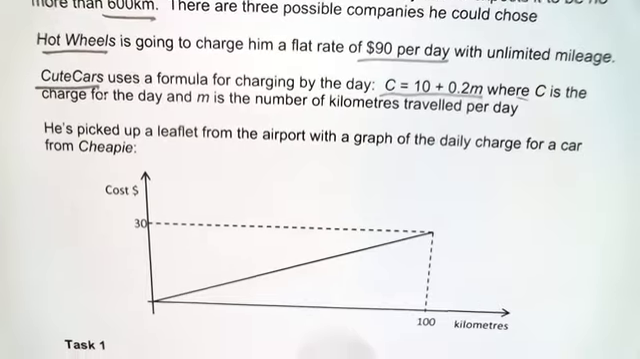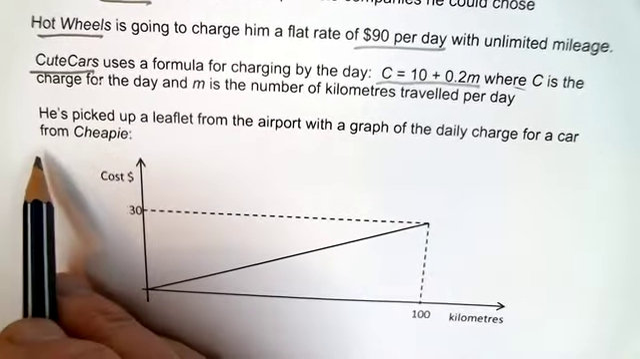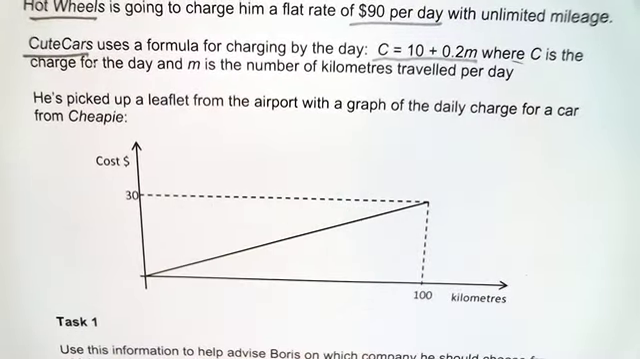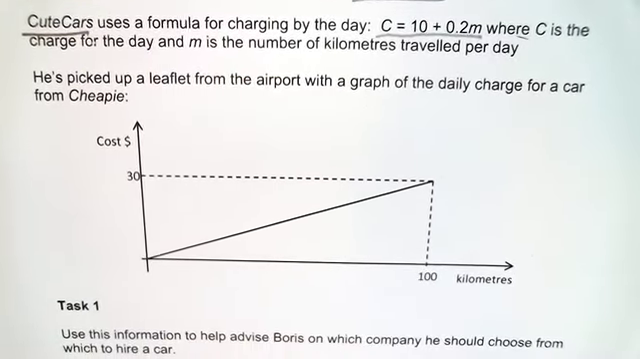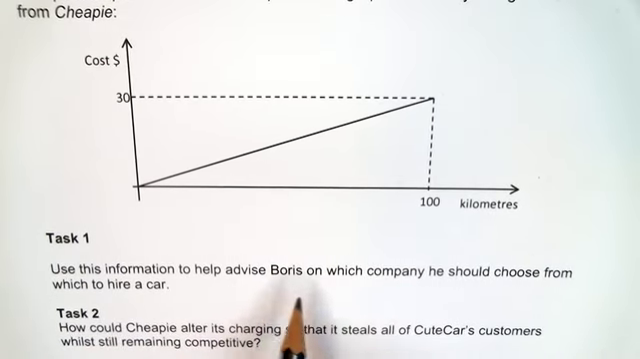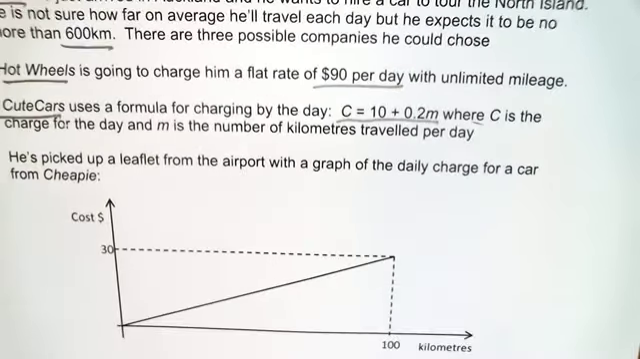And he's picked up a leaflet from the airport with a graph of the daily charge for a car from Cheapy. I think they actually create graphs for their customers to work out how to go. But let's imagine that's the case. And task one is to use this information to help Boris advise Boris on a company he should choose. Okay, so let's have a look at this.